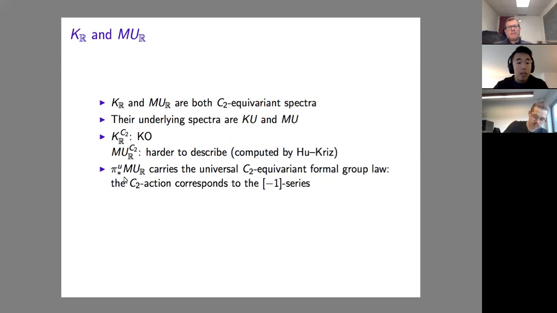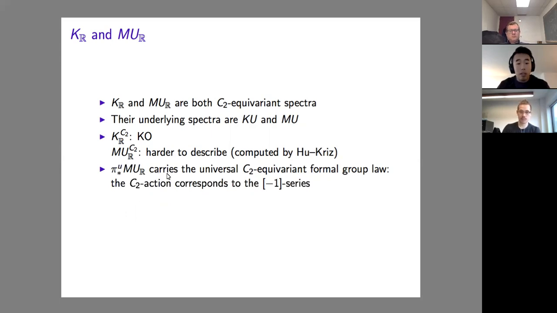Okay, so if I look at MU, pi star of MU is the Lazard ring, and that classifies formal group laws. So above pi star of MU, there's a universal formal group law. Now we have MUR, and there's the extra C2 action. So the C2 action induces a C2 action on pi star of MU, which I denote by this. And this carries a universal property as well.